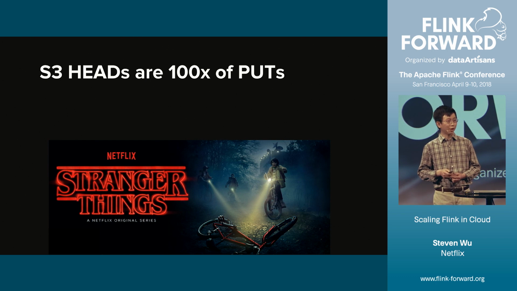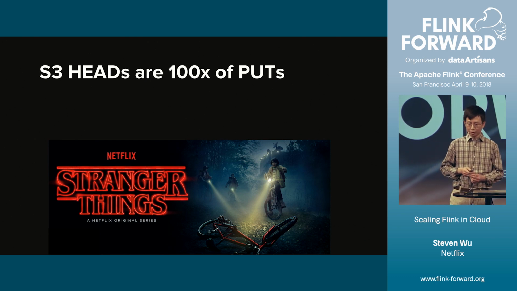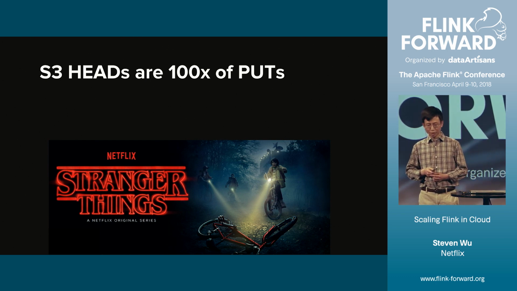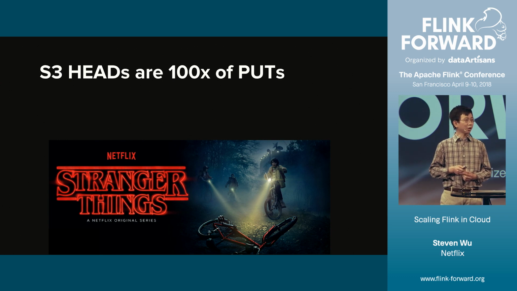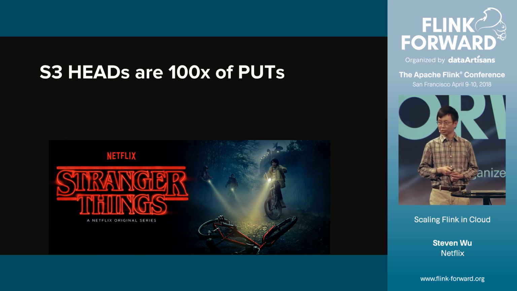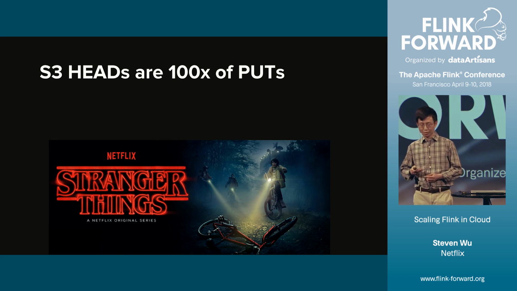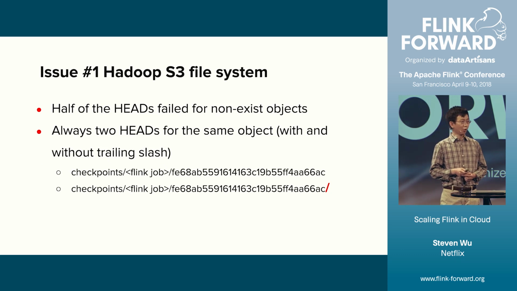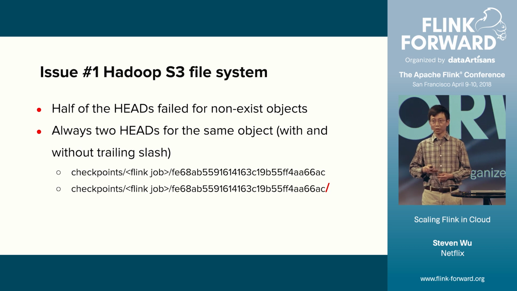The other strange thing we found with Flink is that S3 metadata requests are about 100 times more than S3 writes. Why are we making so many metadata requests? So we first enabled the access log on S3. The first thing we found out is half of the metadata requests failed for non-existent objects.